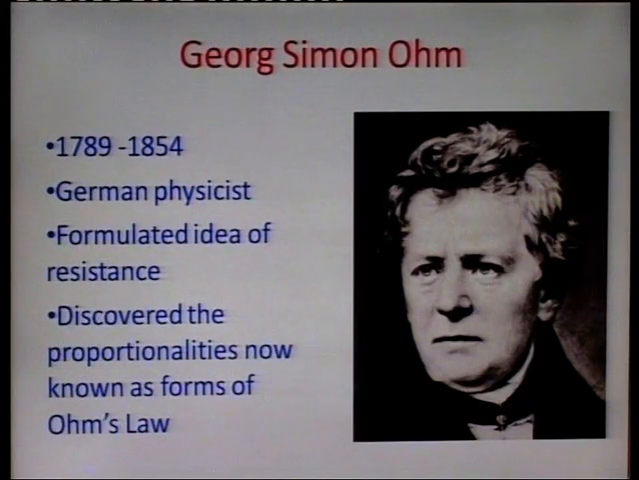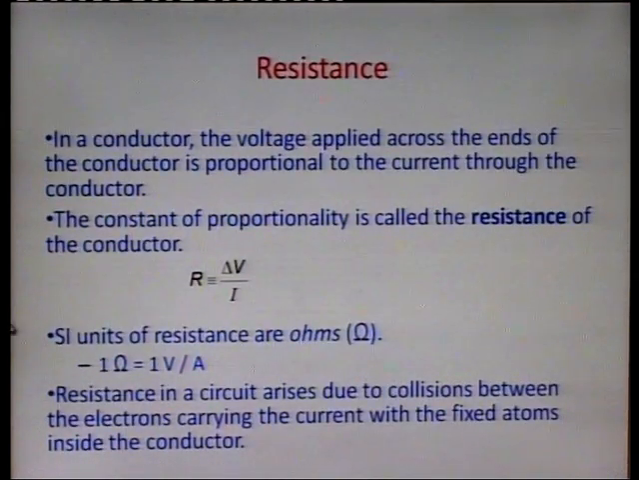Physical conditions are what? Temperature, pressure, environment. I is proportional to V, or V is proportional to I, or V is equal to IR. So, in a conductor, the voltage that is applied across the ends of the conductor is proportional to the current flowing through the conductor, provided physical conditions remain constant. This constant of proportionality is called resistance of the conductor. So, resistance is V upon I.